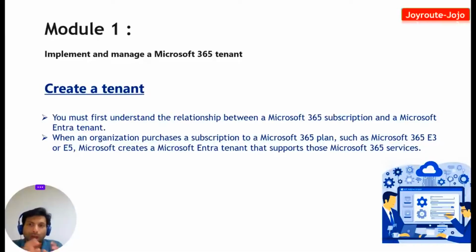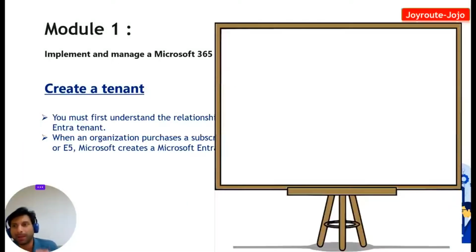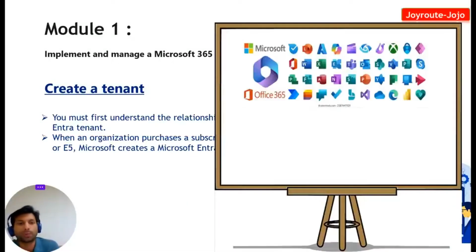So to build your cloud computing foundation, you must first understand the relationship between a Microsoft 365 subscription and a Microsoft Entra tenant. If you use a Microsoft 365 plan, it provides access to various Microsoft products like Word, Excel, PowerPoint, Outlook, along with cloud services for storage, collaboration, and communication. For example, Exchange Online, SharePoint Online, OneDrive for Business, Microsoft Teams, and more.